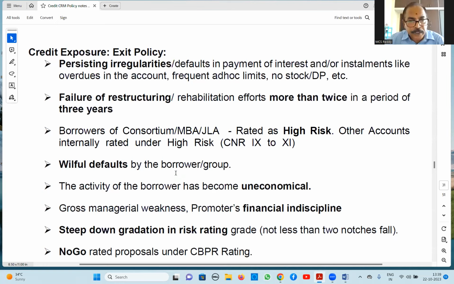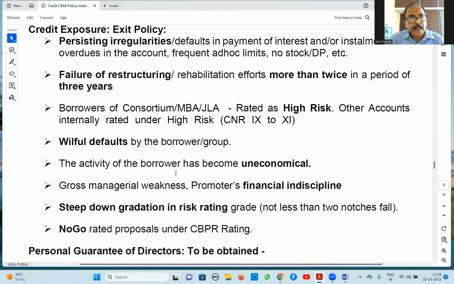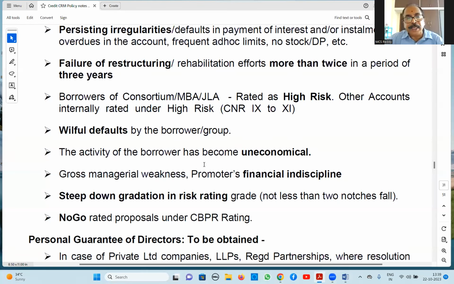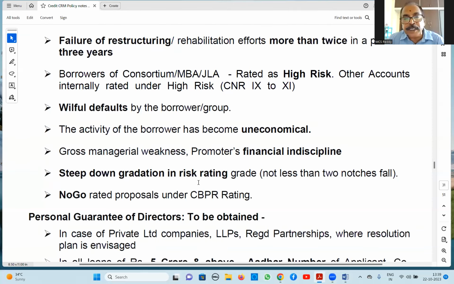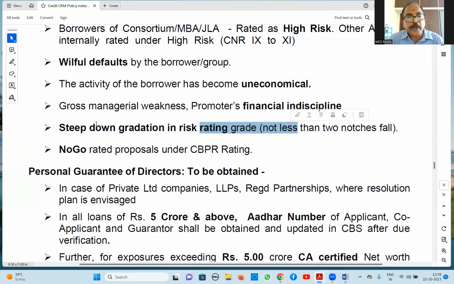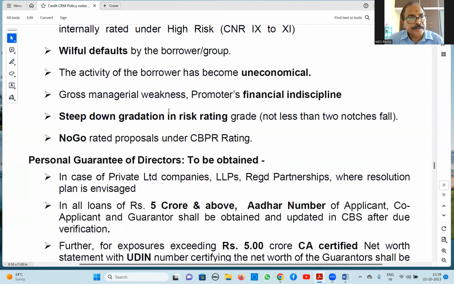Willful defaults by borrower or group. Activity of the borrower has become uneconomical. Financial indiscipline is there. Steep downgradation in risk rating, more than 2 notches at a time. No go rated in our CBPR rating. All these are triggering points for exit policy.